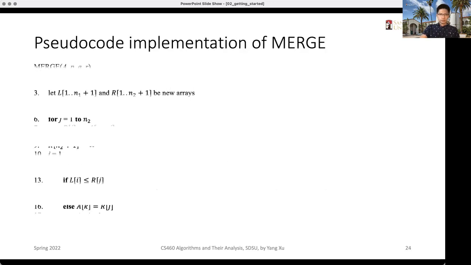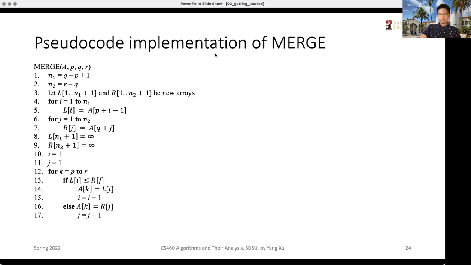Let's see the code here. That's the code given by our textbook. The textbook introduces an interesting way to save some amount of execution, by introducing special characters like these infinity characters. We will see the functions of it. But just look at the inputs.